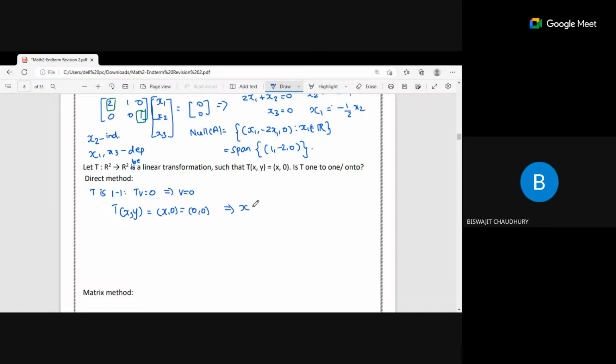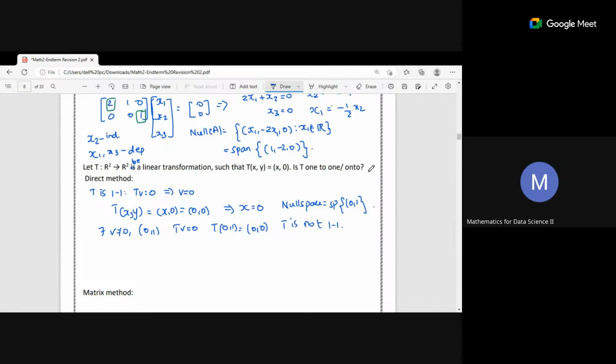Ma'am, all the elements on the y-axis are mapped to 0. So the null space is all the elements on the y-axis, that is what you are saying, right? Yes, ma'am. So here you have x equal to 0, so your null space is span of (0, 1). So there exists a non-zero v, for example (0, 1) or (1, 1), such that Tv is equal to 0. What happens to T of (0, 1)? It is (0, 0). So T is not 1 to 1.